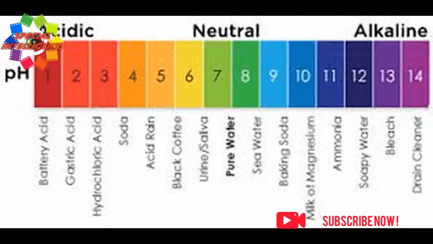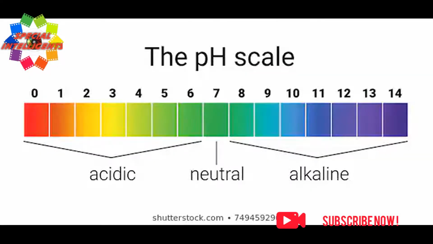Now here we'll go to the pH scale topic. The pH scale is from 0 to 14. The pH is an indication of the concentration of H+ ions. The acidic pH range is 0 to 6, neutral is 7, and alkaline, which is nothing but base, is from 8 to 14.